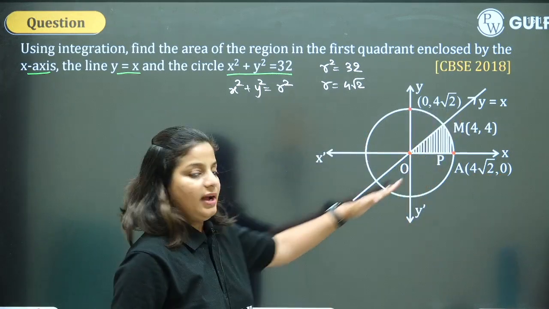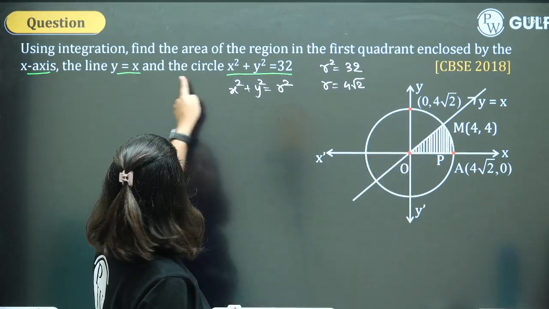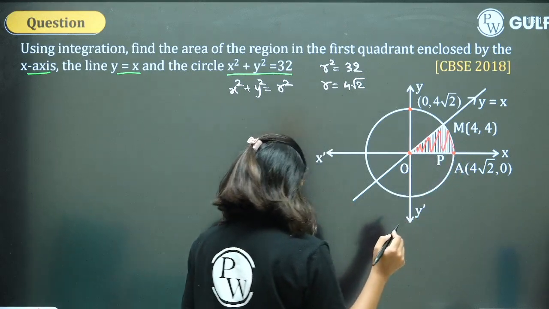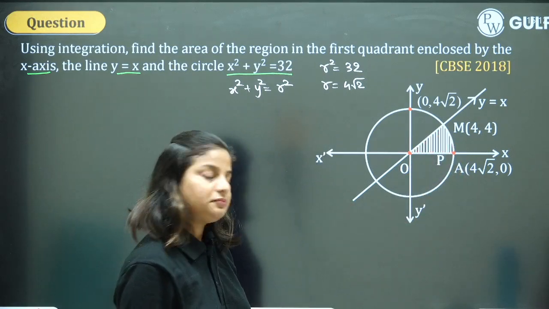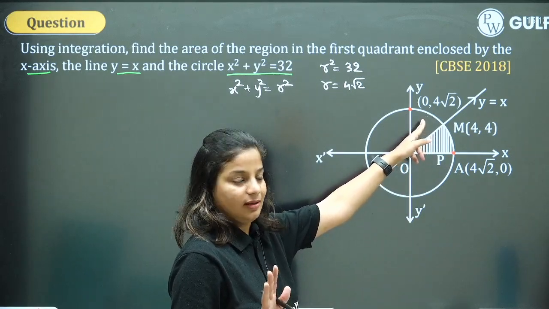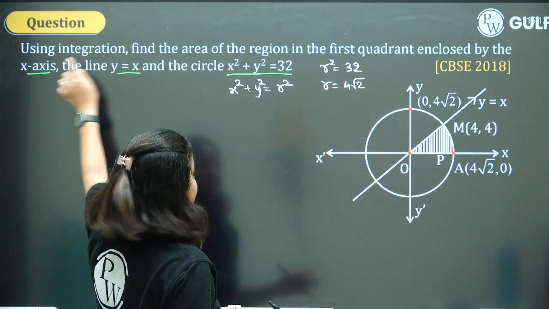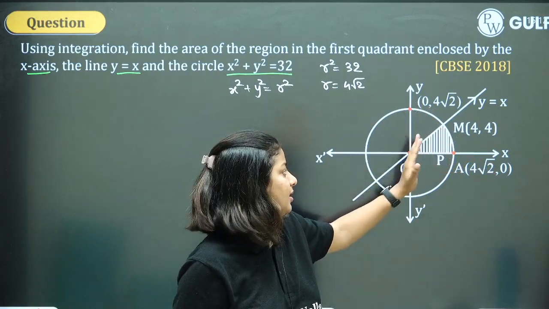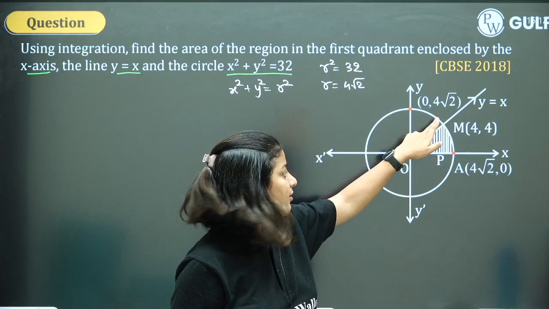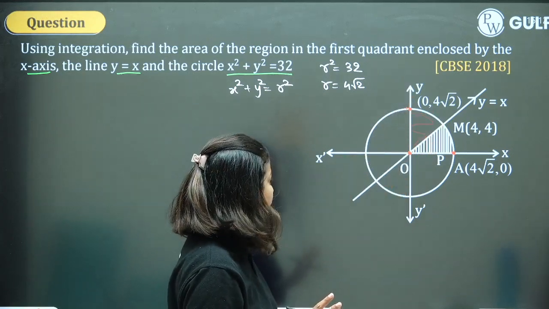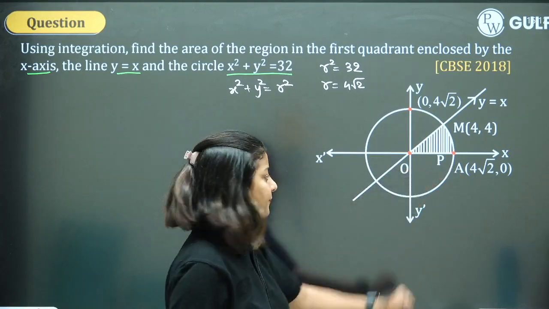And there is a line y equal to x. We want to find the area of the region in the first quadrant. We want to find this area. Why not the upper one? You can find the upper one also. No. Because they have mentioned the x-axis. So this line, the circle and the x-axis, this area. If they had mentioned line, circle and y-axis, we would have calculated this area. But right now it is the x-axis, so this one.